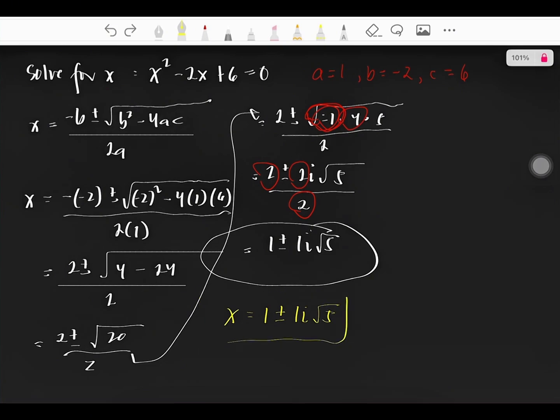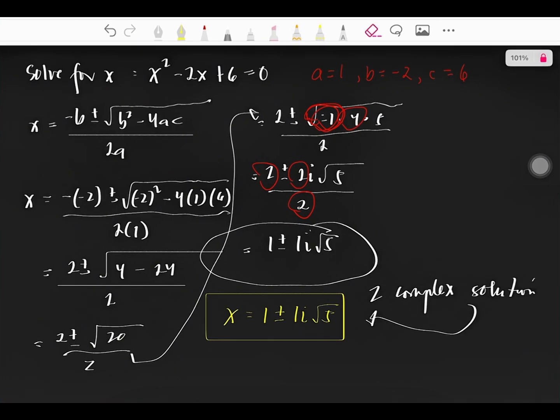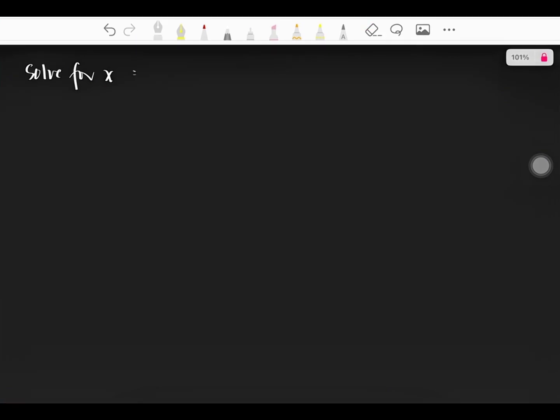Now let's try our second example, where we are again solving for x. So now we have another equation, which is 6x squared minus 11x plus 4. So let's find again the a, b, and c, where the a is equal to 6, our b is equal to negative 11, and our c is equal to 4.